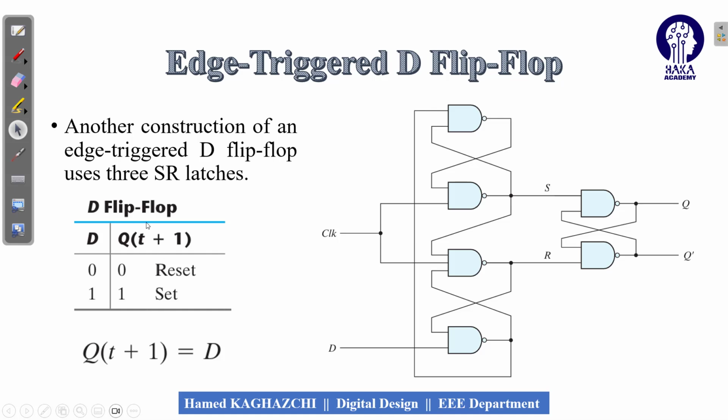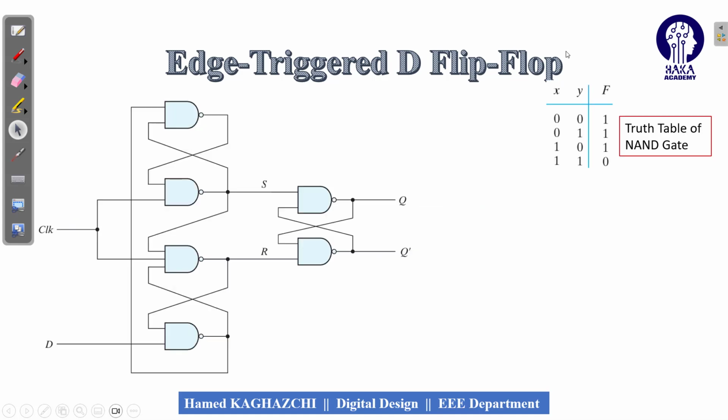This is the state function table of the D flip-flop, and this is the state equation, which is equal to D. When D is equal to 0, the Q(t+1) is 0. When D is equal to 1, the Q(t+1) is 1. Now let's investigate this circuit. This is the design of the D flip-flop using 3 SR latches with NAND gates.